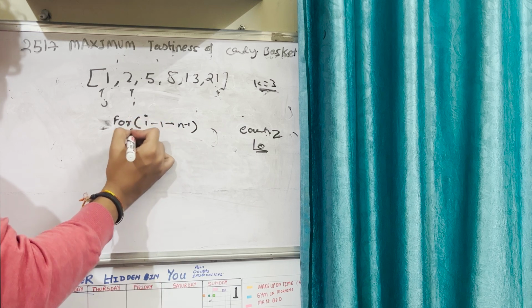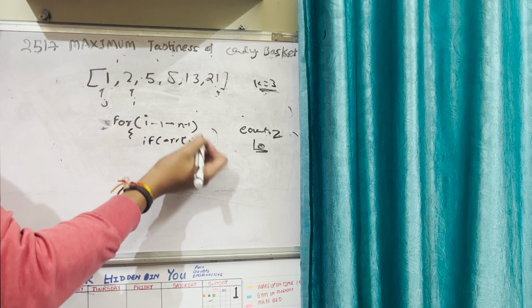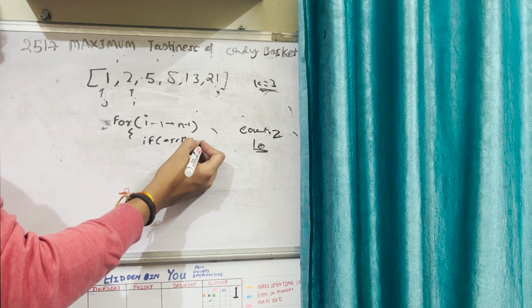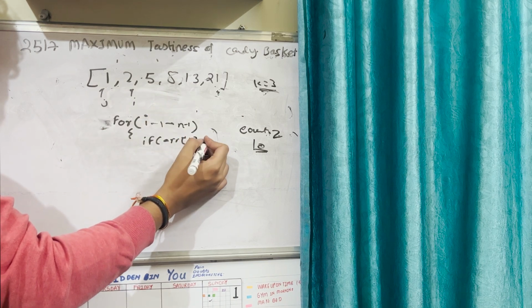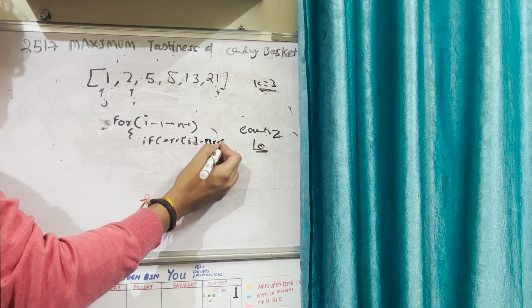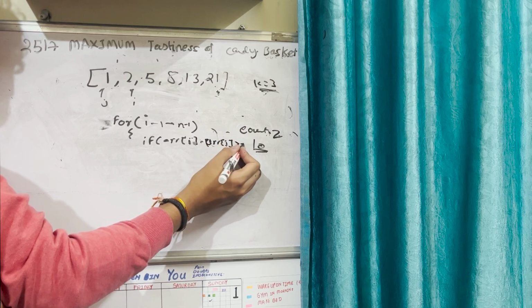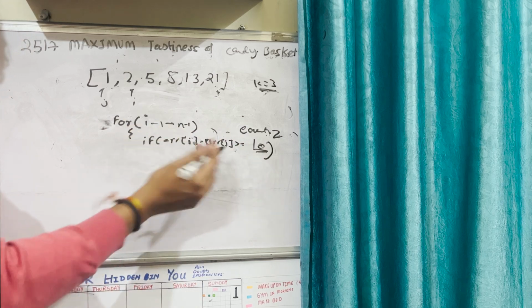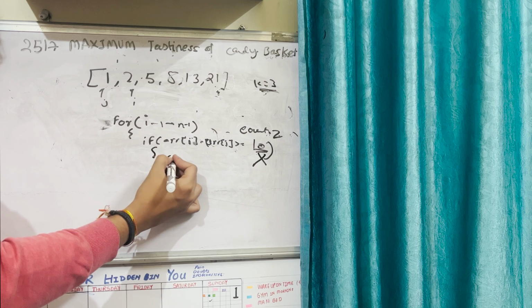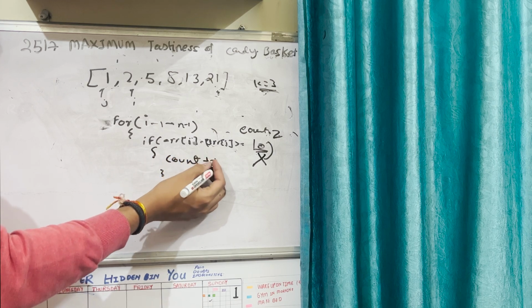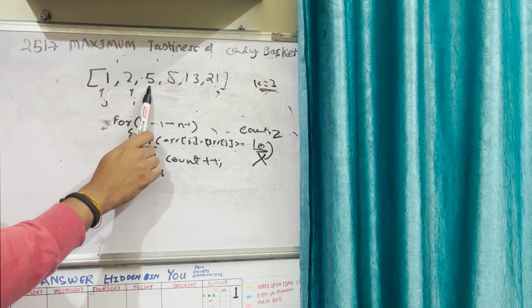You will check if array of I minus array of J, because it is sorted, is greater than or equal to 10 in this case, or it can be any variable x. If this is possible, you'll increase count. Count is the number of candies that you are taking.